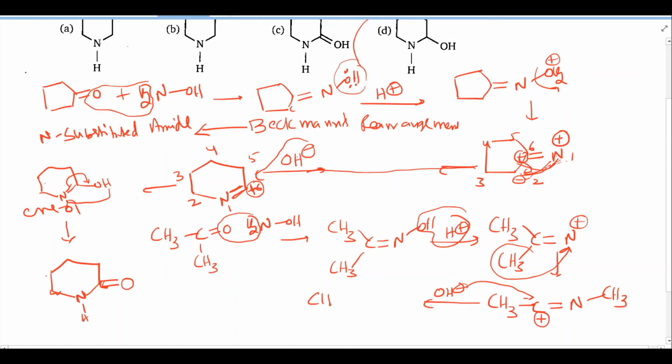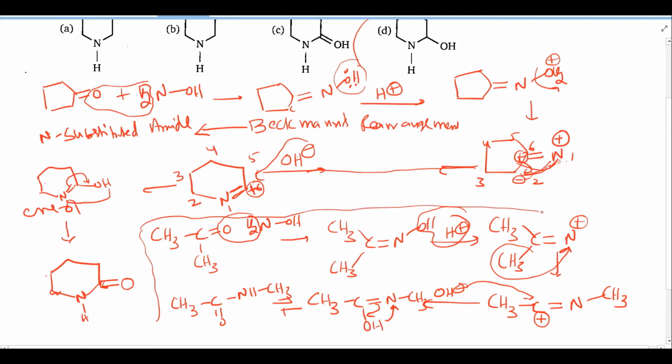Then this is CH3 C OH double bond N CH3. This is the enol form. This enol form is converted into the keto form. Hydrogen attached to nitrogen, double bond shifted here. Then you are going to get CH3 C double bond O NH CH3. This is an N substituted amide. So this mechanism is completely related to Beckmann's rearrangement.